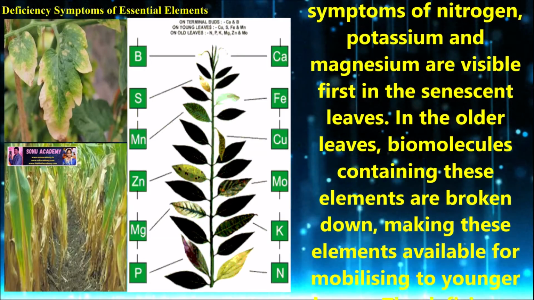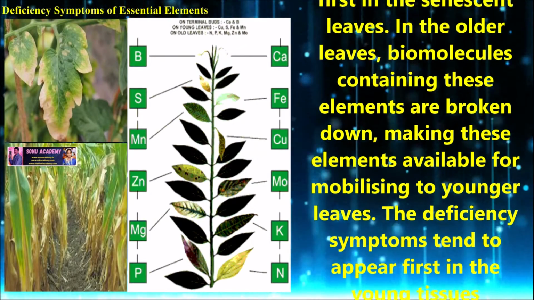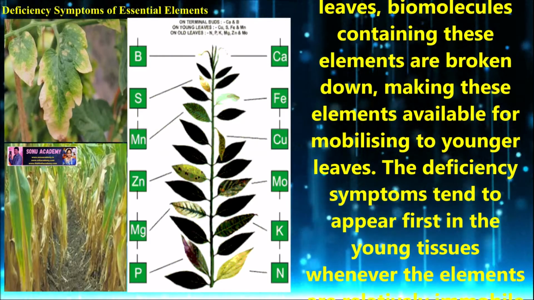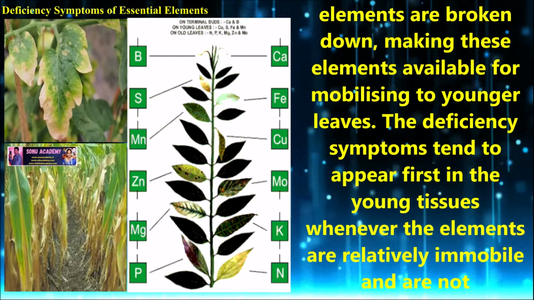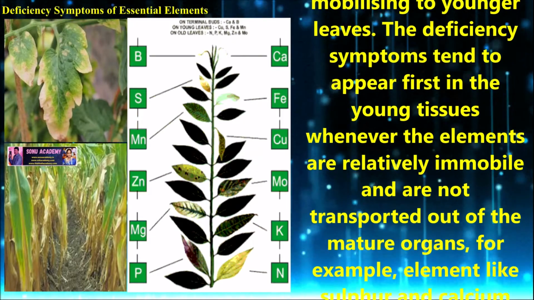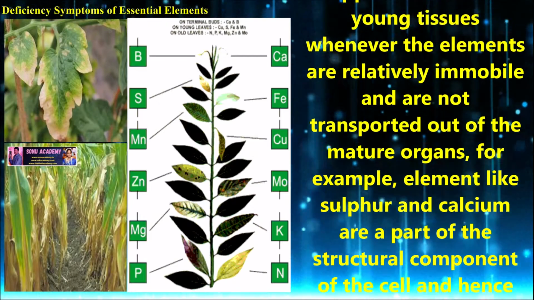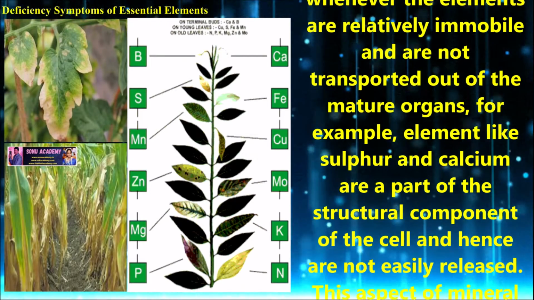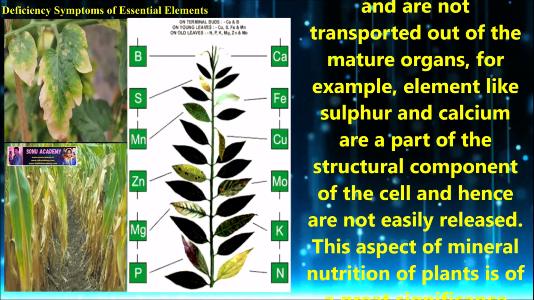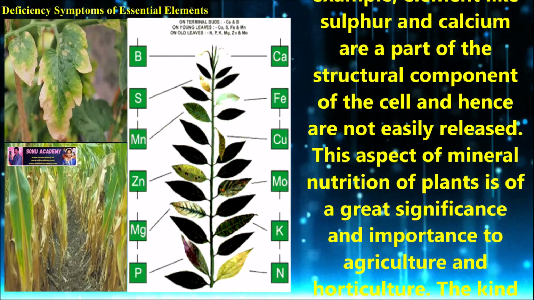The deficiency symptoms tend to appear first in the younger tissues whenever the elements are relatively immobile and are not transported out of the mature organs. For example, elements like sulfur and calcium are part of the structural components of the cell, hence are not easily released. This aspect of mineral nutrition of plants is of great significance and importance to agriculture and horticulture.